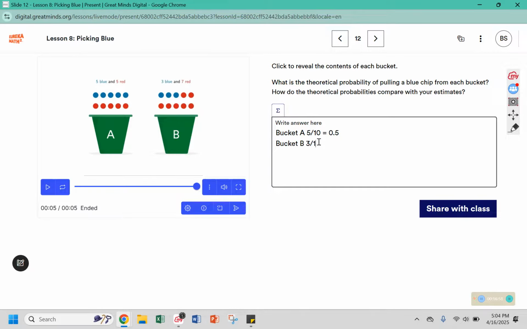How do the theoretical probabilities compare with your estimates? I underestimated the theoretical probability of bucket A because I thought it would be 0.4.